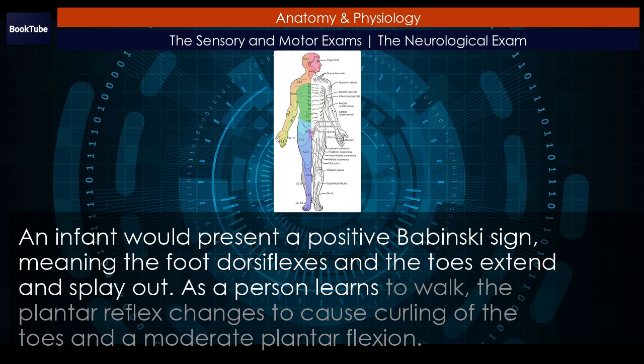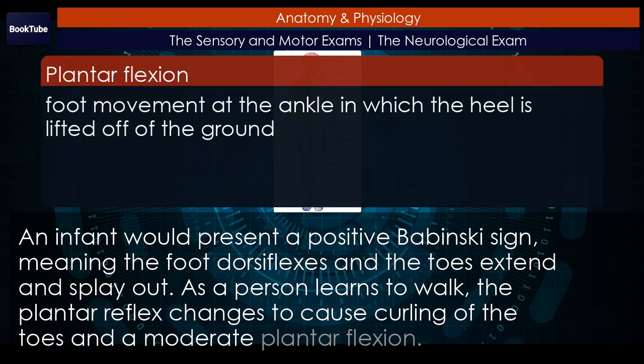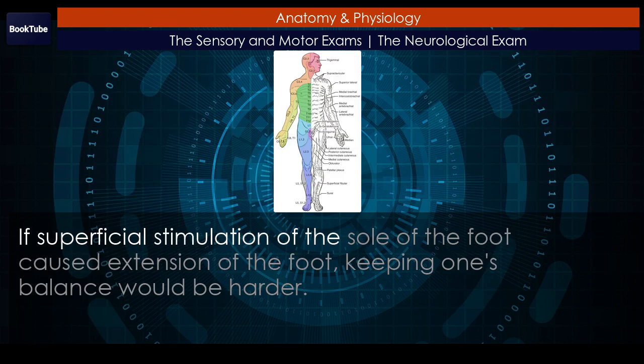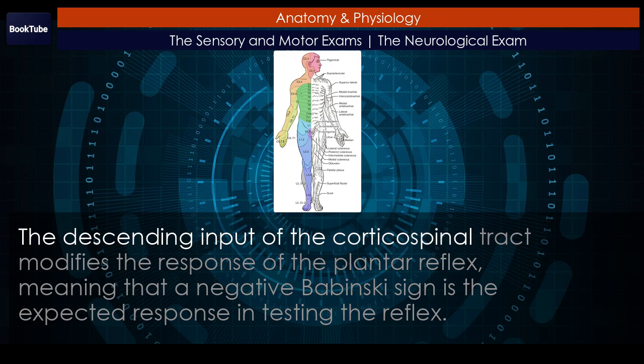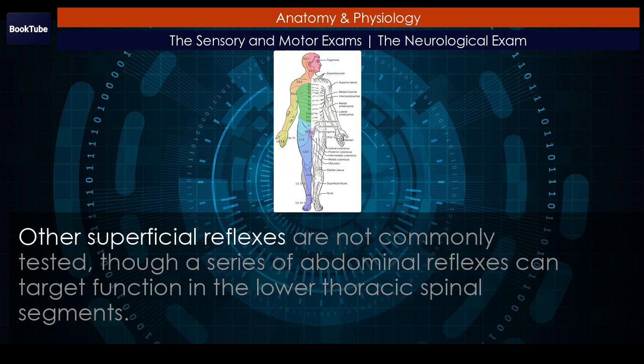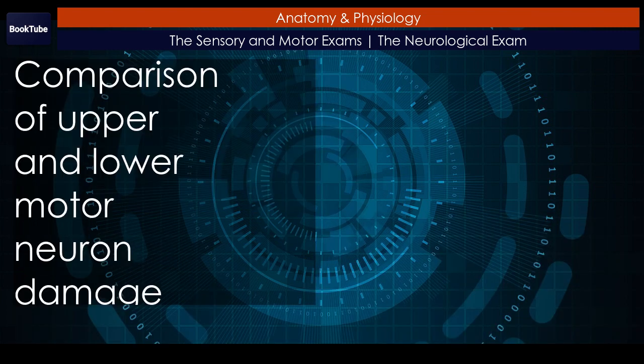As a person learns to walk, the plantar reflex changes to cause curling of the toes and a moderate plantar flexion. If superficial stimulation of the sole of the foot caused extension of the foot, keeping one's balance would be harder. The descending input of the corticospinal tract modifies the response of the plantar reflex, meaning that a negative Babinski sign is the expected response in testing the reflex. Other superficial reflexes are not commonly tested, though a series of abdominal reflexes can target function in the lower thoracic spinal segments.